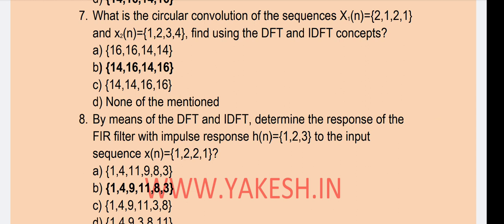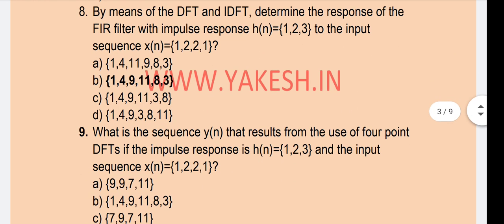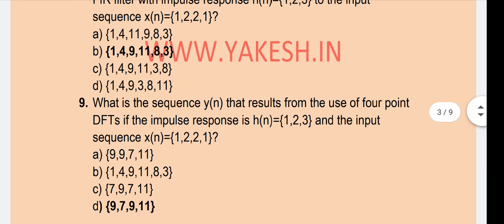Option B is the correct answer. By means of DFT and IDFT, determine the response of the FIR filter with impulse response h of n equal to 1, 2, 3 to the input sequence x of n equal to 2, 1, 2, 2, 1. Option B is the correct answer: 1, 4, 9, 11, 8, 3.